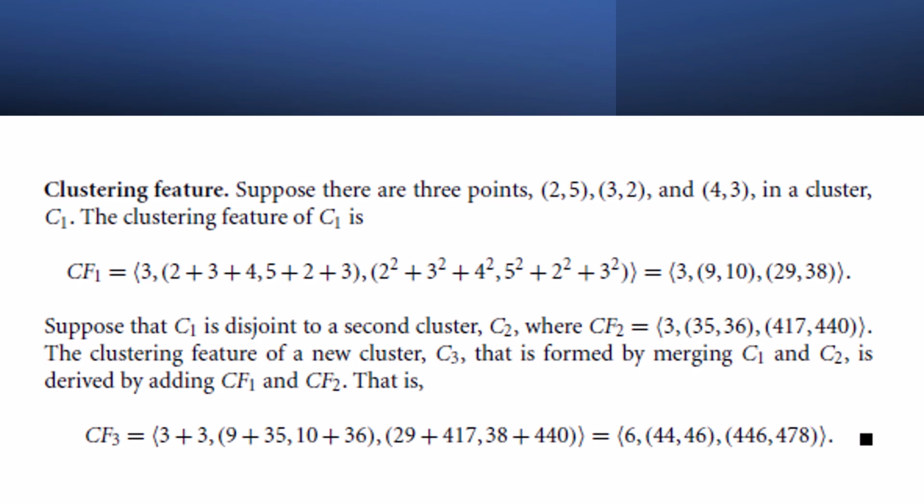Clustering feature example: suppose there are three points (2, 5), (3, 2) and (4, 3) in a cluster C1. The clustering feature of C1 is given as CF1, with the values shown on the screen. Suppose that C1 is disjoint from a second cluster C2, where CF2 is given as (3, (35, 36), (417, 440)). The clustering feature of a new cluster C3 that is formed by merging C1 and C2 is derived by adding CF1 and CF2, as shown on the screen.